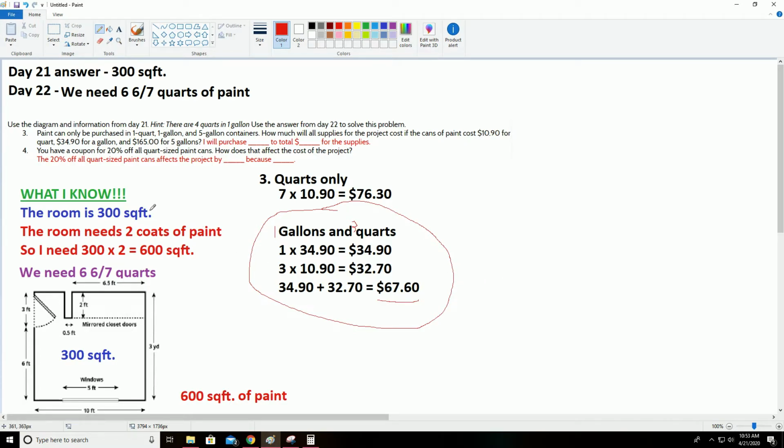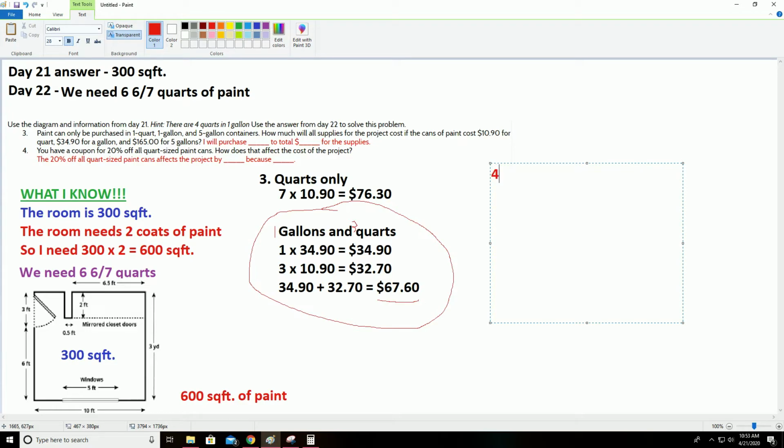All right, so now let's look at number 4. So number 4, let me change my color back to black so we can keep the problems the same color. So problem 4 says you have a coupon for 20% off all quart size paint cans. How does this affect the cost of your project?